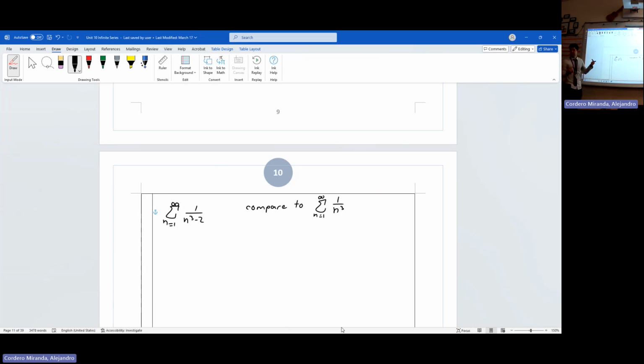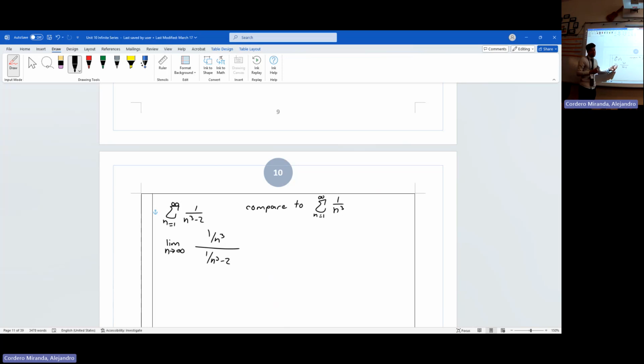Comparing it to that, we can't use the direct comparison test because we just talked about how this is bigger than this, so I can't say for sure this converges. Only if it was smaller. So I can't use the direct comparison test. I use the limit comparison test, which says take the terms of these and divide them in either order. It doesn't matter which one. I'm going to use the compared one over the original one. So 1 over n cubed divided by 1 over n cubed minus 2. It does not matter; if you wrote it the other way, you get the same result.